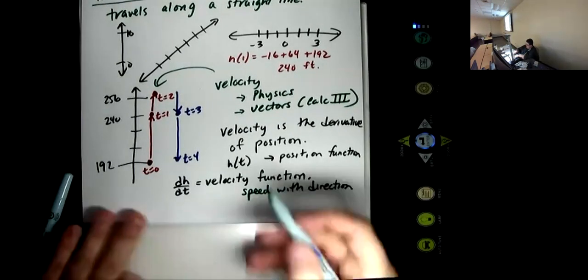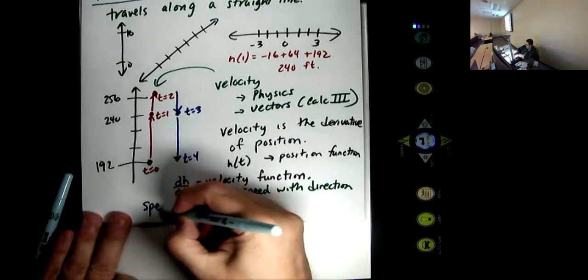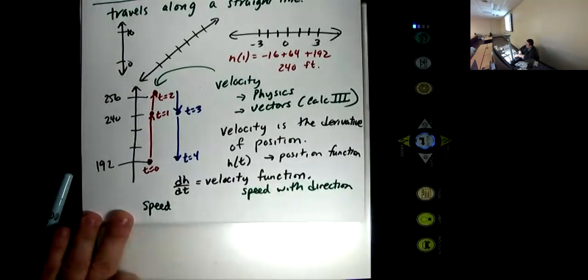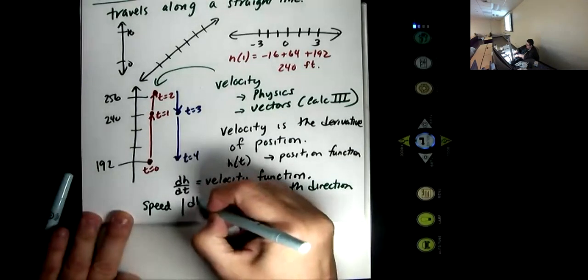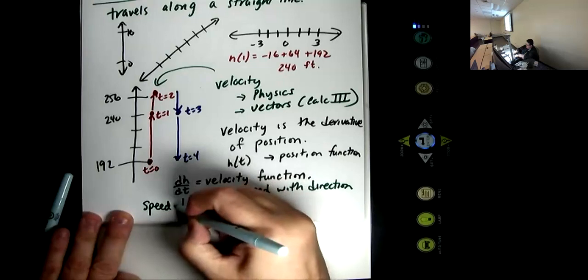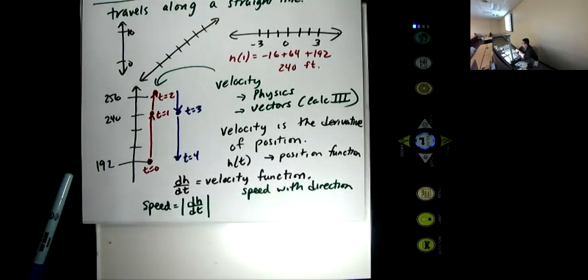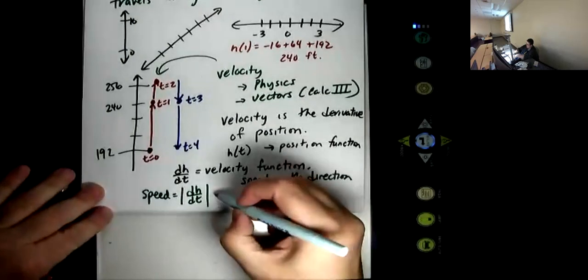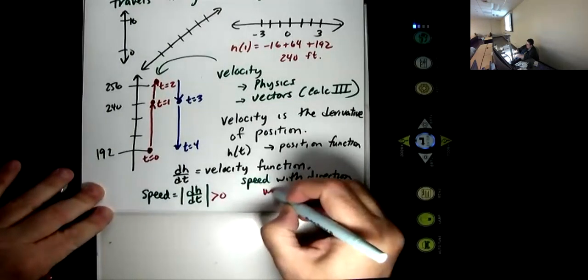If we just want speed, if all we care about is how fast we're going, we use the absolute value of dh dt. Because speed is never negative. Velocity can be. That's an important distinction. Speed is always greater than 0. Velocity can be negative.